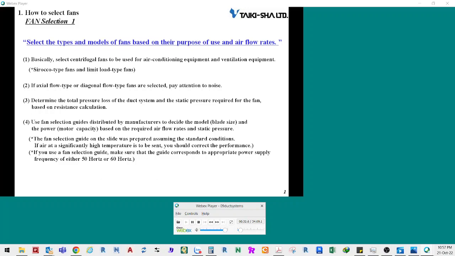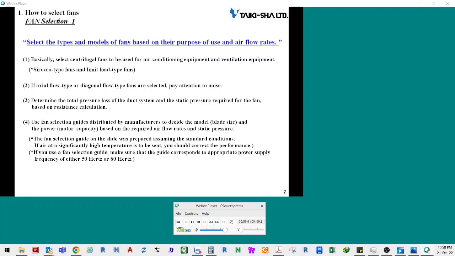Basically, select centrifugal fans to use for office air conditioning equipment and ventilation equipment. In general, choose thoraco type fans and limit load type fans, but not diagonal flow type fans and axial flow type fans. If a small quantity of airflow is required, select pipeline type axial flow fans.